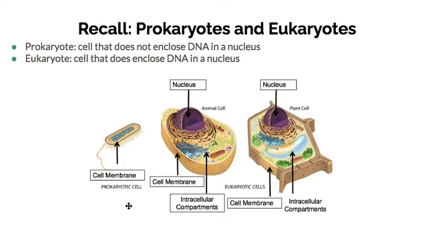Last lesson, we talked about prokaryotic cells, and today we're going to talk about eukaryotic cells. So we're going to look at these two. We have animal and plant cells, and we're also going to go through the organelles. Some of this may be review, but some of this may also be new information.